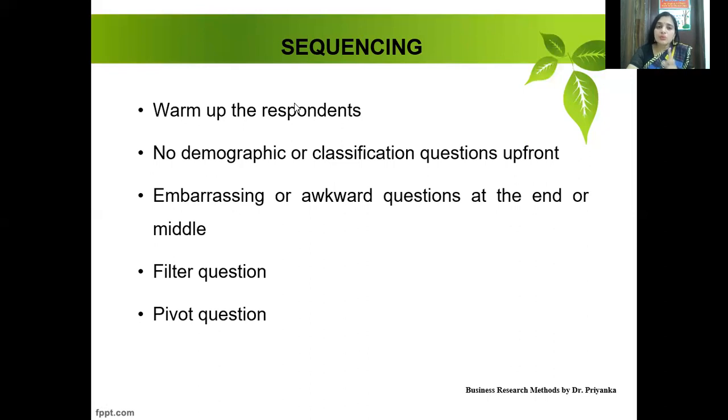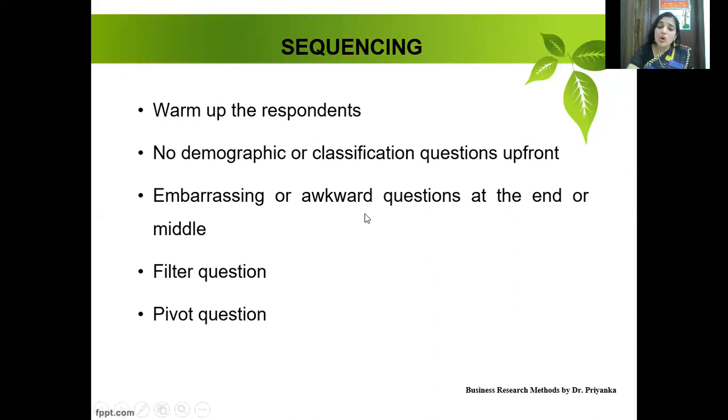You can start your questionnaire with basic details of the respondents which they can easily provide you. You should not be asking them their phone numbers, their email addresses, their proper residential addresses and something like that, so that they can easily reply. Then, no demographic or classification questions up front. Yes, you should not be asking such questions in the starting.